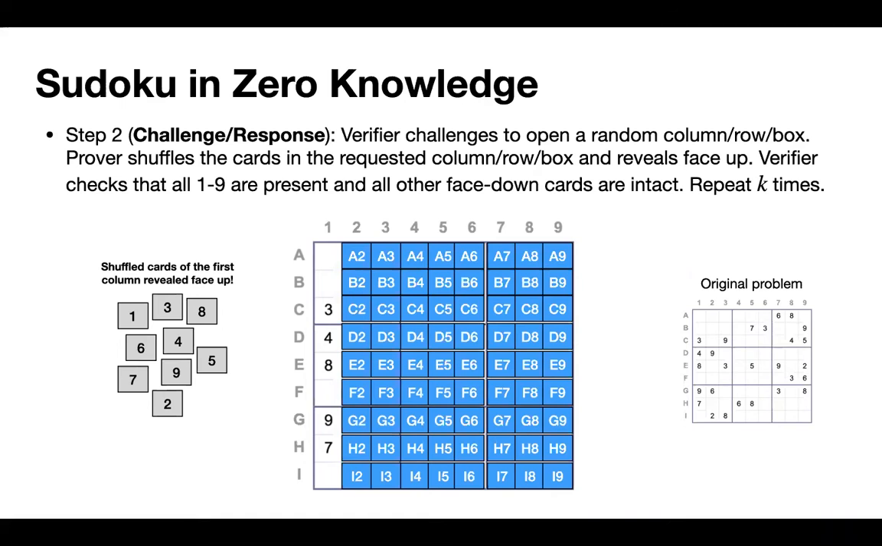So zero knowledge proofs, by virtue of verifiers being able to ask random challenges which are unpredictable by the prover, give you this overwhelming probability, right? And this is the basis of all zero knowledge proofs.